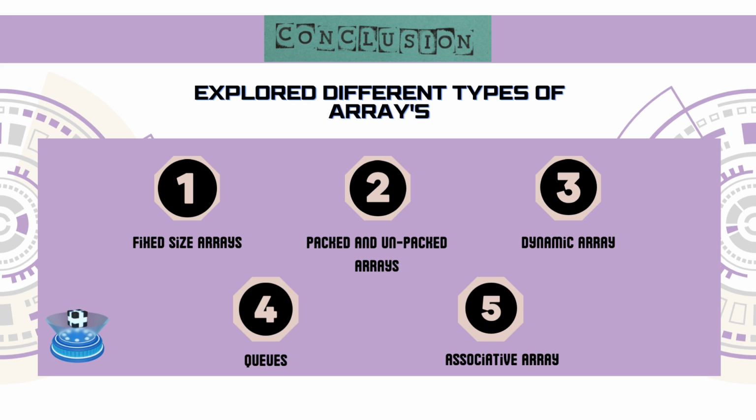So, when should you use each type of array? Use fixed size arrays when you know exactly how much space you'll need. Use packed arrays when you need to store data in a compact form, and unpacked arrays when you need to store data with varying sizes. Use dynamic arrays when you don't know exactly how much space you'll need. Use queues when you need to implement FIFO behavior, and associative arrays when you need to associate each element with a unique key, and when you don't know exactly how much space you'll need.